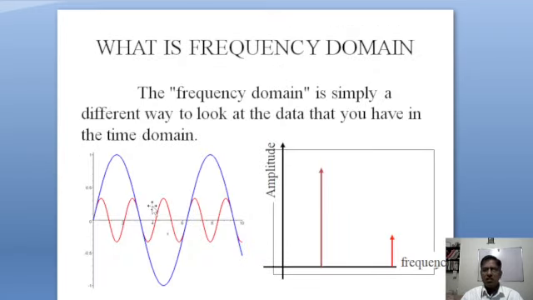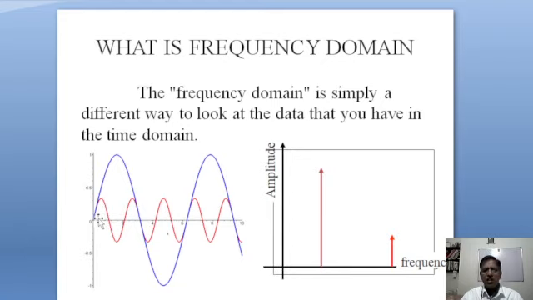Now what is this time domain to frequency domain conversion, and how is a signal converted from time domain to frequency domain? So what is time domain analysis? In time domain analysis, a signal is represented in a time versus amplitude graph. In frequency domain analysis, the signal is represented in a frequency versus amplitude graph.